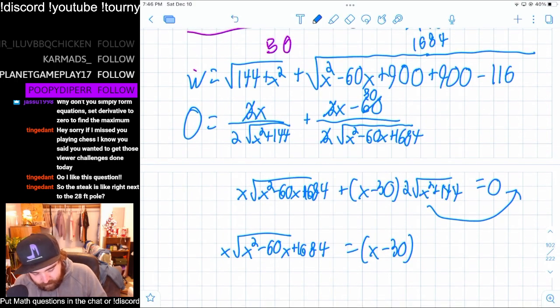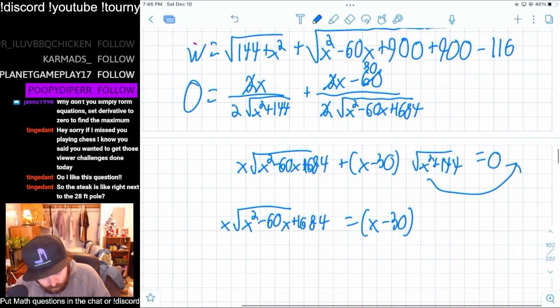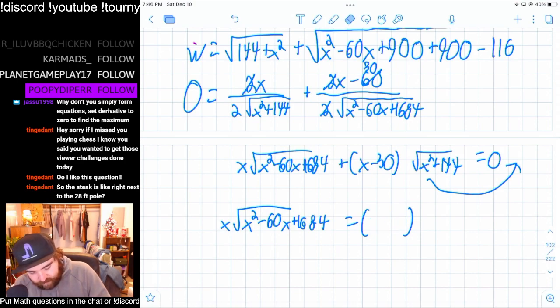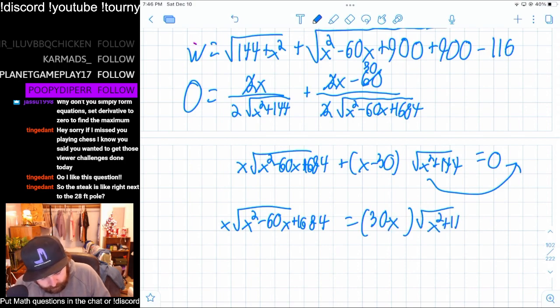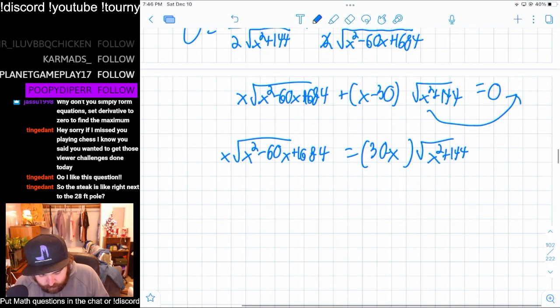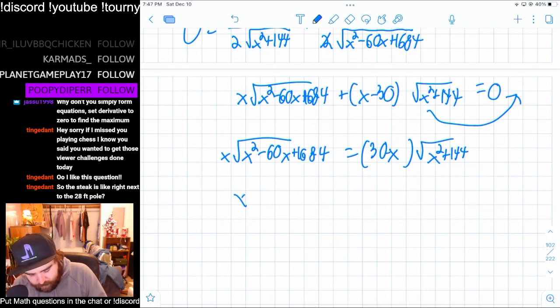Also, no, the 2 is gone. Come on, come on, come on. The 2 is gone. And I guess I'm moving this to the other side, so I'm going to put the negative in there, make that 30 minus x times root x squared plus 144. So now I need to square both sides. So I'll distribute it in here.